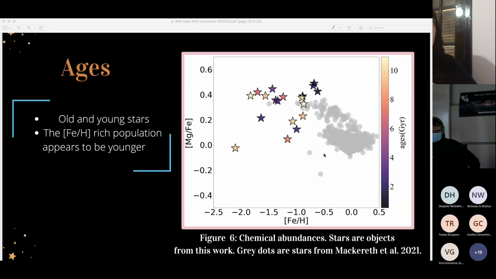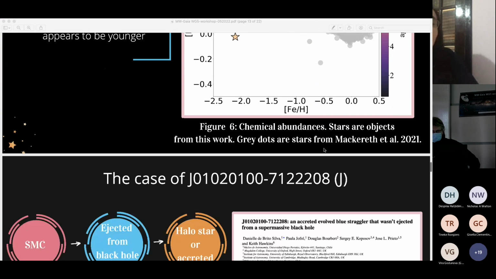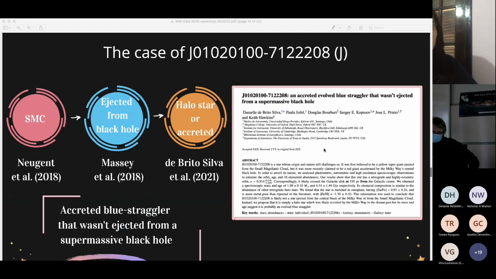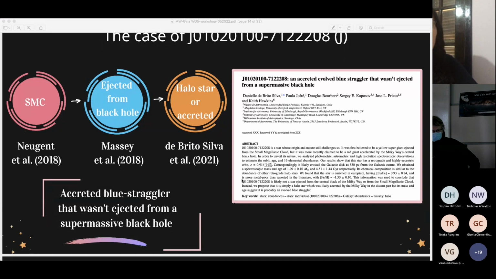So this is interesting because it's not the first time that this is reported in the literature. Earlier this year, we published this paper about this star that was first thought to be ejected from the central black hole of the Milky Way. But then using Gaia EDR3 data, so new Gaia data, and also chemical abundances, we concluded that this star would likely be an accreted blue straggler that was ejected from the central black hole of the Milky Way.